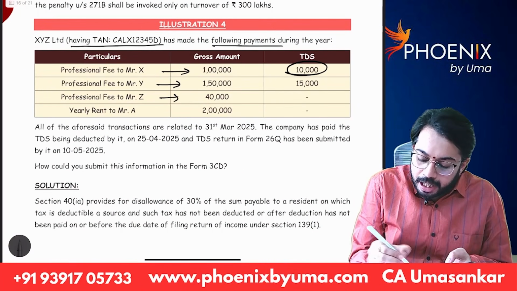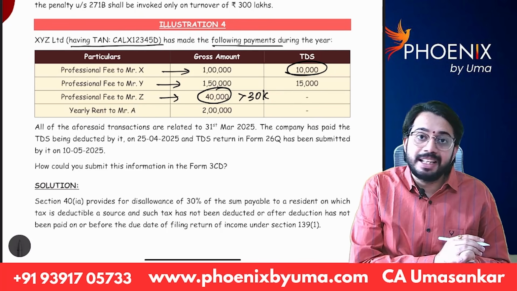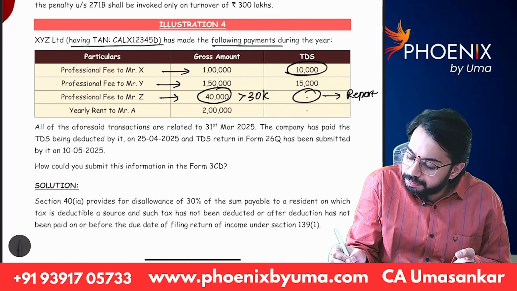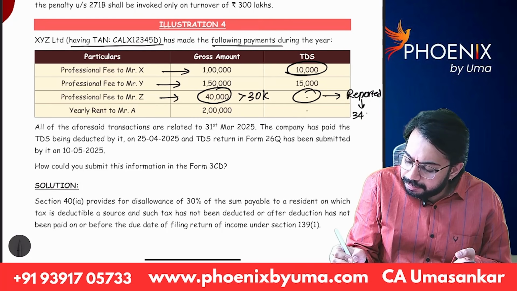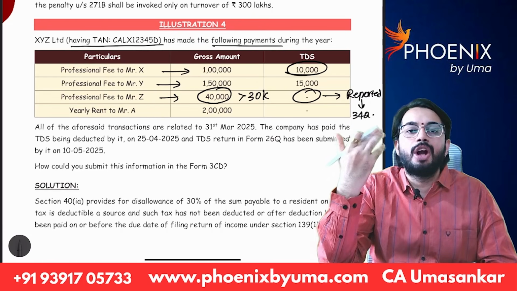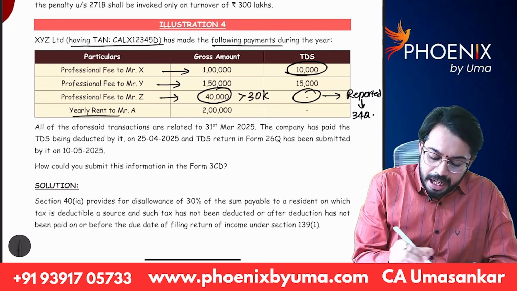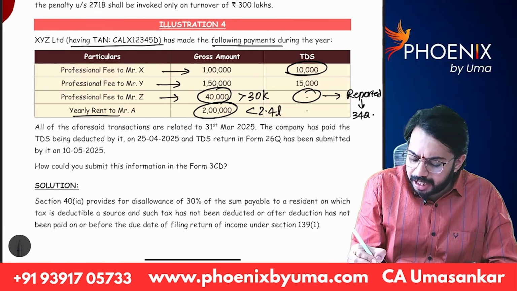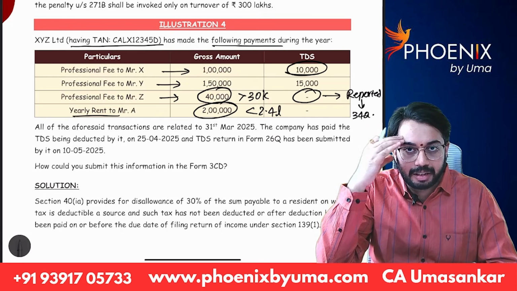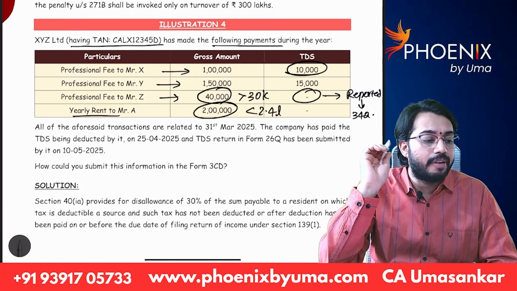Professional fees to a judge 40,000. It is more than 30,000, right? TDS is required to be deducted, but TDS was not deducted. This is to be reported in clause 34A. Payment made to Mr. Z, 40,000 professional fees, TDS not deducted, not deposited to government. That information is to be given in clause 34A. Next, yearly rent 2 lakh. It is less than 2.4 lakhs, right? If you remember section 194I, the threshold limit for payment of rent is 2,40,000. Here rent is less than that, so TDS is not required to be deducted.